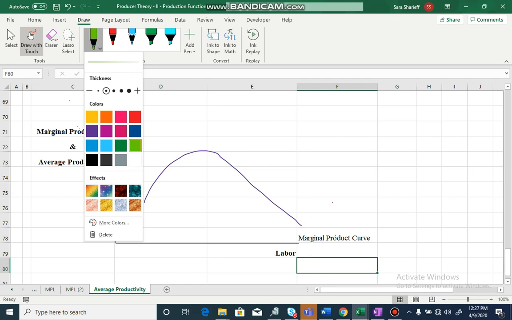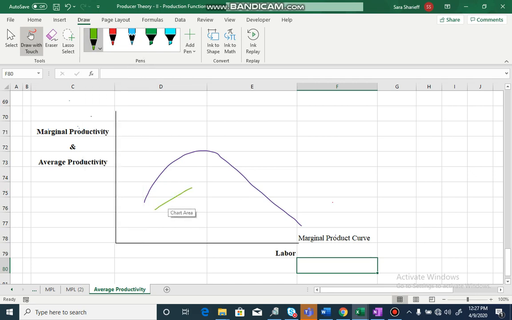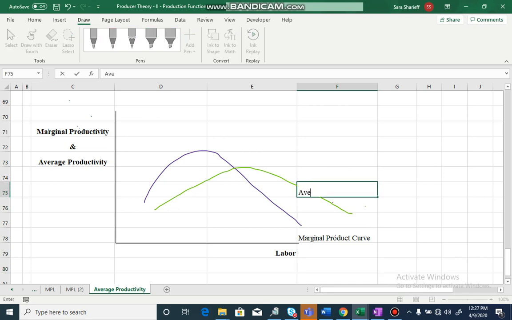As long as your marginal product curve is above the average product curve, average is going to increase like this. And when your marginal product curve is less than the average product curve, average is going to decrease, right? This is your average product curve. Right, what do you notice? That when your marginal product curve, the purple curve, is above the green line, the green line is increasing. And when your marginal product curve, the purple curve, is below the green line, your green line is decreasing.